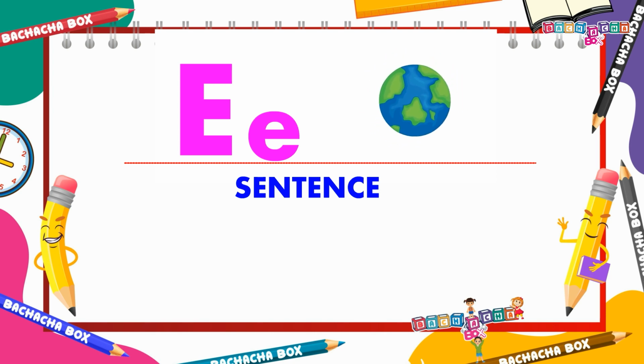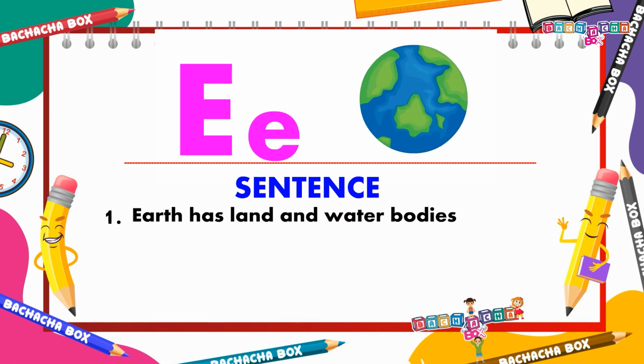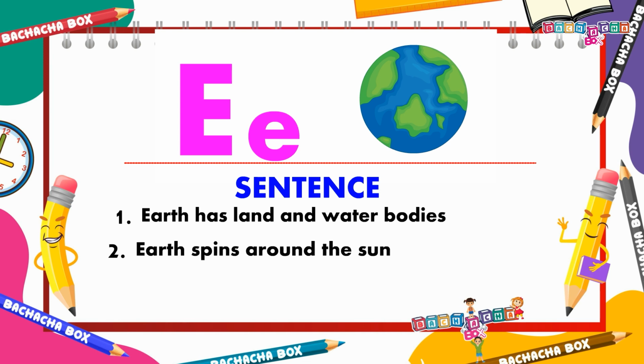E for earth. Earth has land and water bodies. Earth spins around the sun.